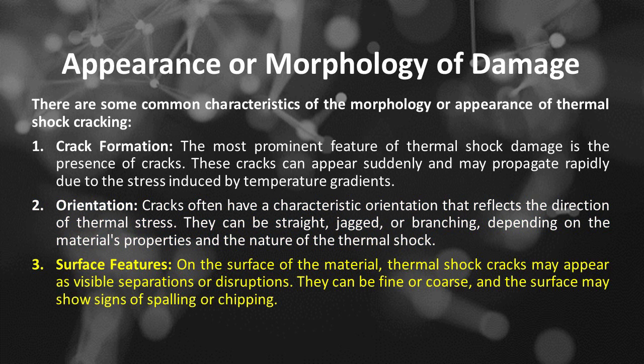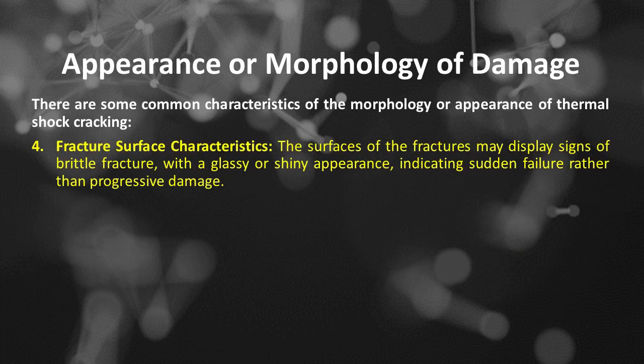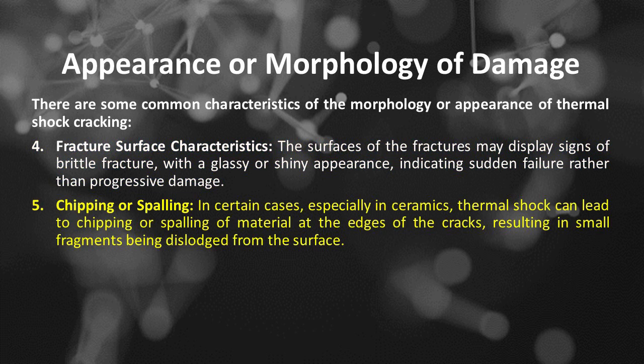Number 3 is surface features. On the surface of the material, thermal shock cracks may appear as visible separations or disruptions. They can be fine or coarse, and the surface may show signs of spalling or chipping. Number 4 is fracture surface characteristics. The surfaces of the fractures may display signs of brittle fracture, with a glassy or shiny appearance, indicating sudden failure rather than progressive damage.